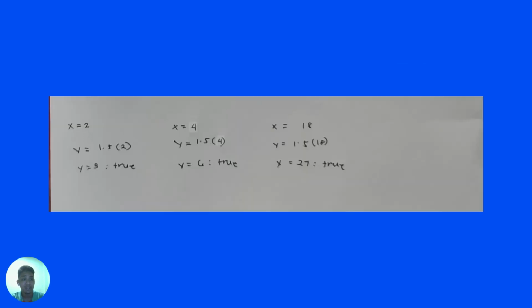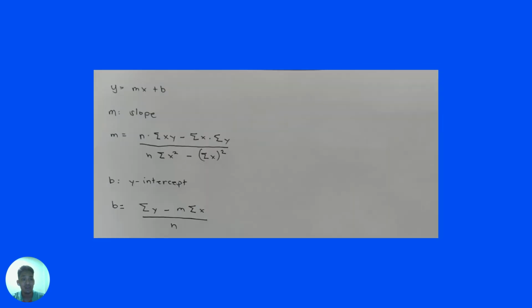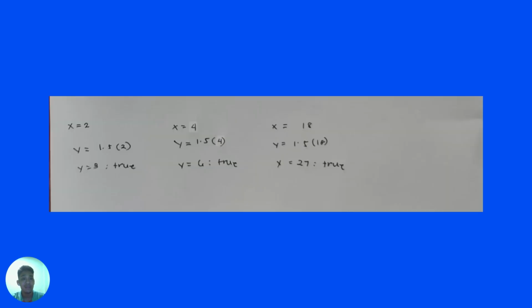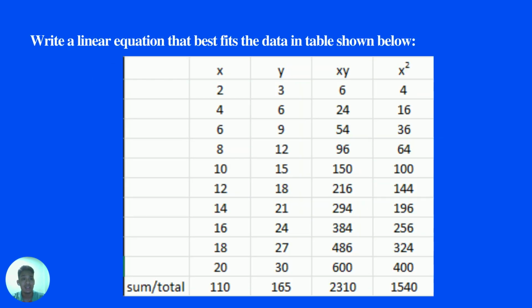Let's say our x is equal to 2. So y is equal to 1.5 times 2, and y is equal to 3. And it is true, as you can see in our table here: if x is 2, then y is 3. If x is 4, 1.5 times 4, y is equal to 6. And if x is 18, y is equal to 27. You can check that on our table.